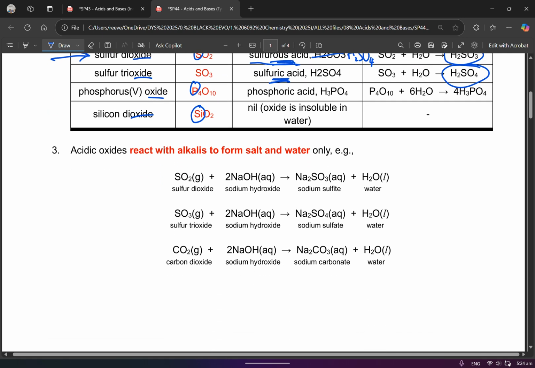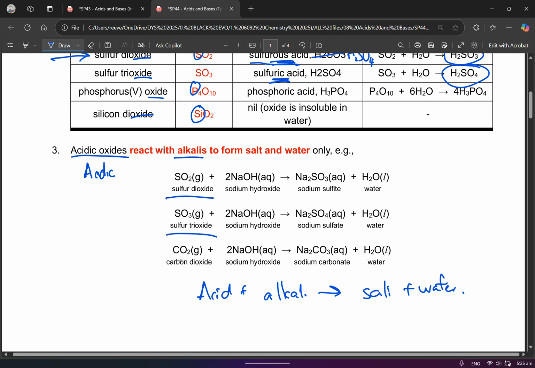So acidic oxides are definitely acidic. So if they are acidic, they can react with alkali. It's the same as acid plus alkali to give you salt and water, neutralization. So acidic oxides are acidic, so they will behave like acid and they will neutralize your alkali. So I can take sulfur dioxide, I can take all this, they will react with my alkali to give you salt and water. What is the salt? Don't need to worry for now. You will need it very soon in the chapter.